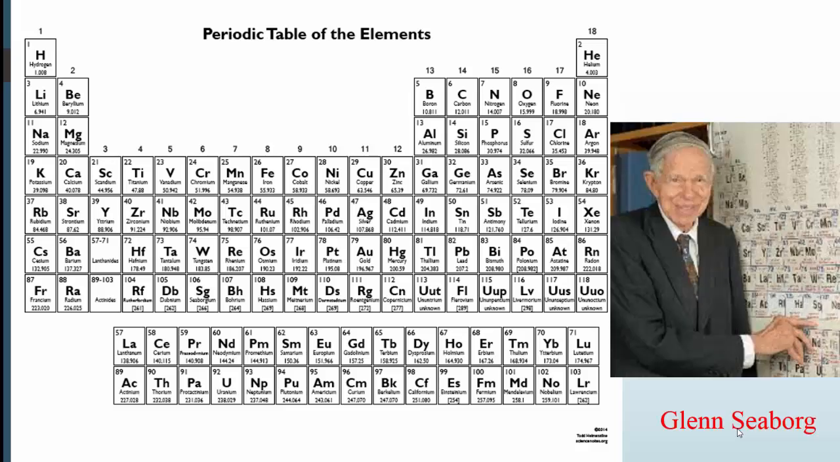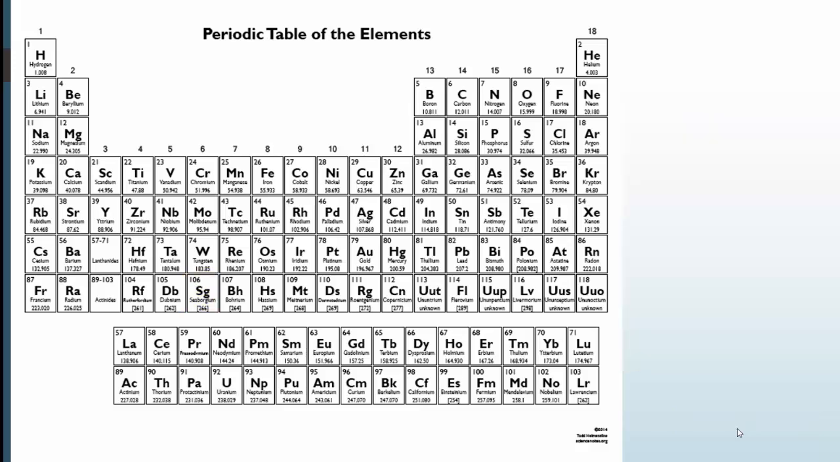It was devised by Glenn Seaborg, and this was so important that along with his other accomplishments, Glenn Seaborg had an element named after him, 106 Seaborgium, and he's the only person to have an element named for him while he was still living. So let's take a look at the periodic table.